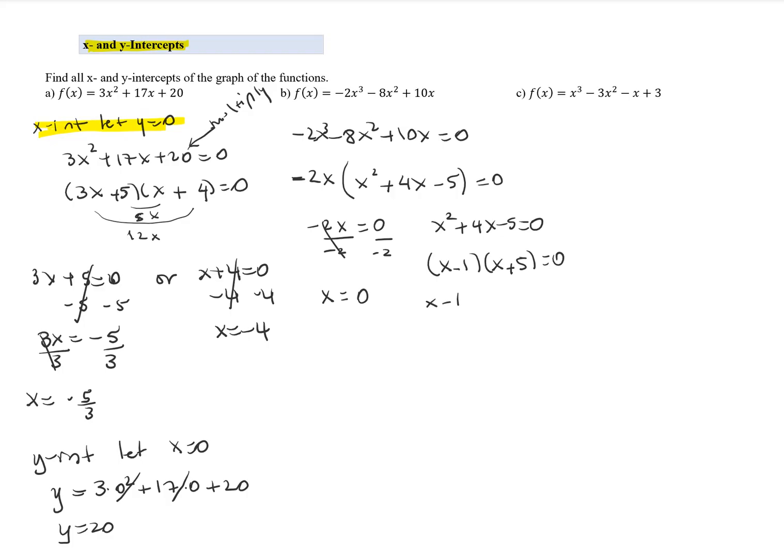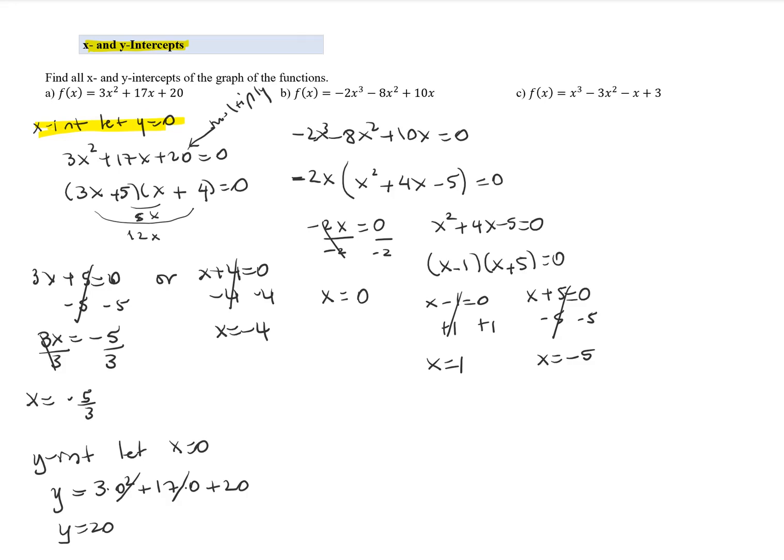Set each factor equal to 0 and solve for x. So plus 1, we get x equals 1. And then minus 5, we get x equals negative 5. So we got those three x-intercepts.